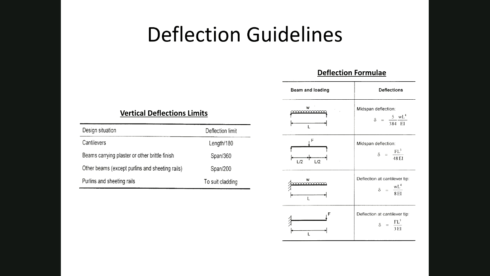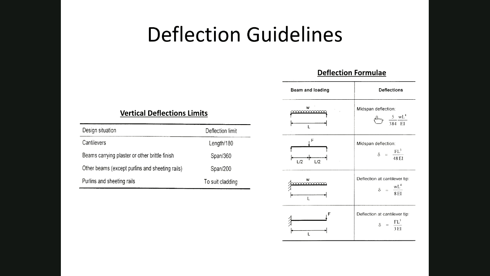unlike bending or shear checks, where we use a factored load. So we have deflection guidelines, where for cantilevers, the limit will be the length, the span of the section. So there's a cantilever at the bottom. The span of the section, L divided by 180, would be recommended as a limit. For beams carrying plaster or other brittle material, it's span divided by 360, so any of these spans, L divided by 360. For other beams, it would be span divided by 200. And if there are purlins or sheeting rails, it's to suit the cladding, so it depends what the cladding is.